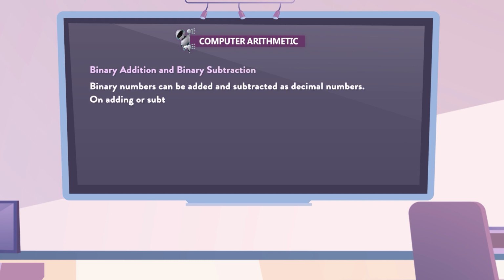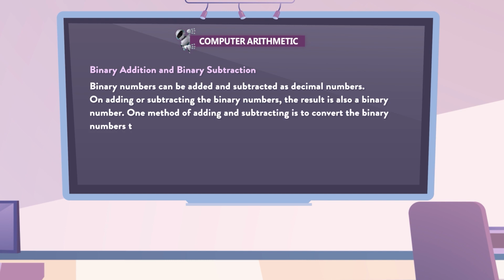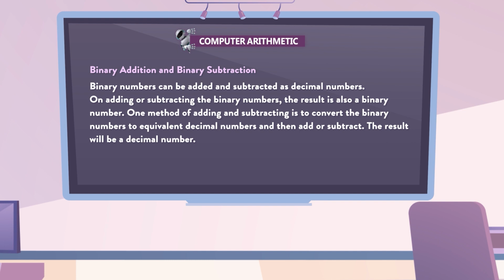Binary numbers can be added and subtracted as decimal numbers. On adding or subtracting the binary numbers, the result is also a binary number. One method of adding and subtracting is to convert the binary numbers to equivalent decimal numbers and then add or subtract. The rules to add the binary numbers are these.